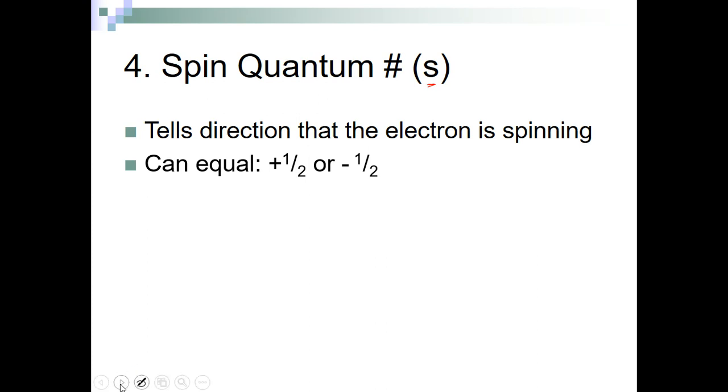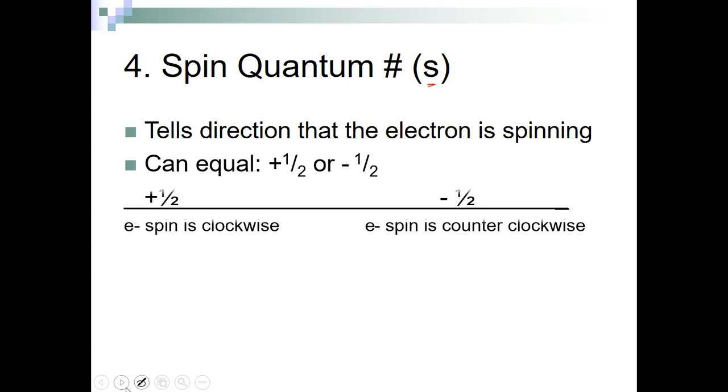So that means the possible values for the s quantum number are either going to be positive 1/2 or negative 1/2. If it's positive 1/2, that means the electron is spinning clockwise. So think about a face of a clock. If it's positive 1/2, the electron is spinning clockwise. If it's a negative 1/2 spinning electron, that means it's spinning backwards on your clock face, so it's spinning counterclockwise.